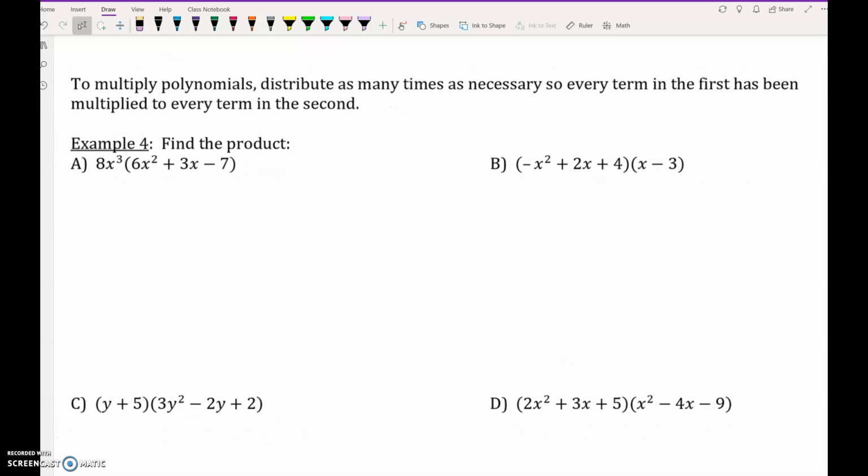Okay, example 4, the first one is just distributing. 8x to the third times 6x squared. First, multiply the numbers. 8 times 6 is 48. X to the third times x squared. What do we get when we do x to the third times x squared? X to the fifth. You add the exponents. Properties of exponents, when you're multiplying, you add the exponents. 8x to the third times 3x would be plus 24x to the fourth. 8x to the third times negative 7 is negative 56x.